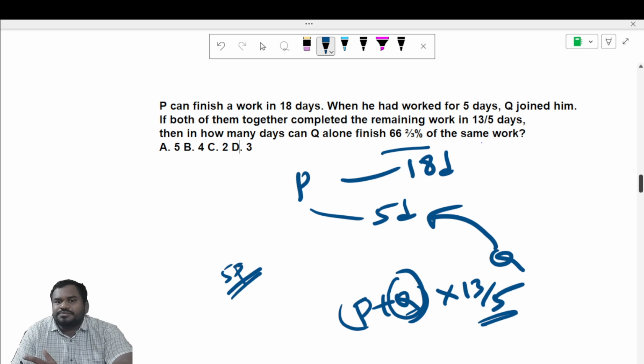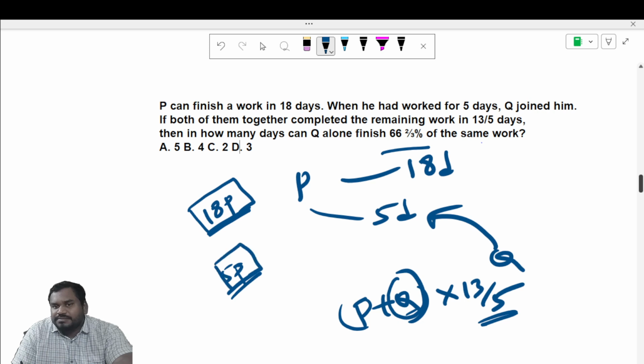We don't know, we'll assume P's efficiency as P only. So in 18 days he can finish means 18 into P parts of work are there. Total number of works are 18 into P. If you assume P is the efficiency per day, then 18P will become the total parts of work. Out of which he worked for 5 days, that is 5P is the total amount of work done by him in 5 days. Then what is the remaining work? Remaining work is 13 parts of work.